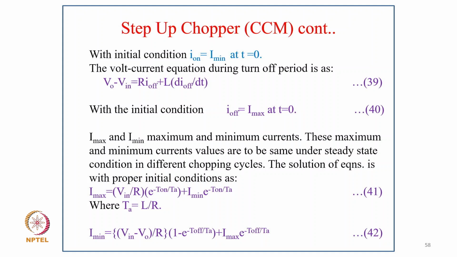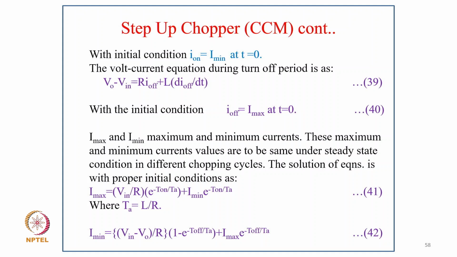The voltage-current relation during the turn-off period is Vo minus V_in equal to R i_o plus L di_o/dt, with the initial condition i_o equal to I_max at t equal to 0. I_max and I_min are the maximum and minimum currents, and these values are to be the same under the steady state condition in different chopping cycles.